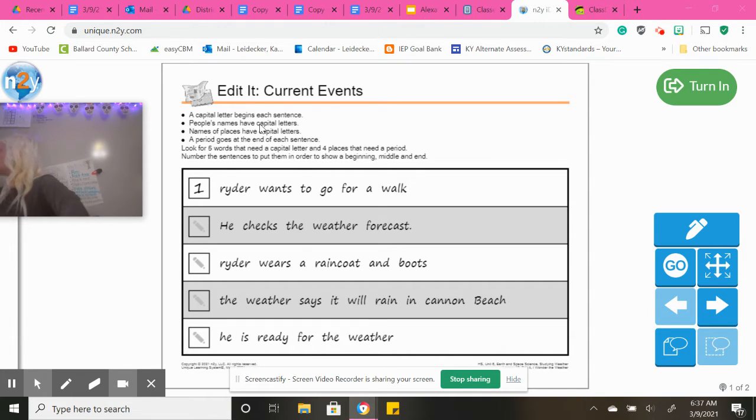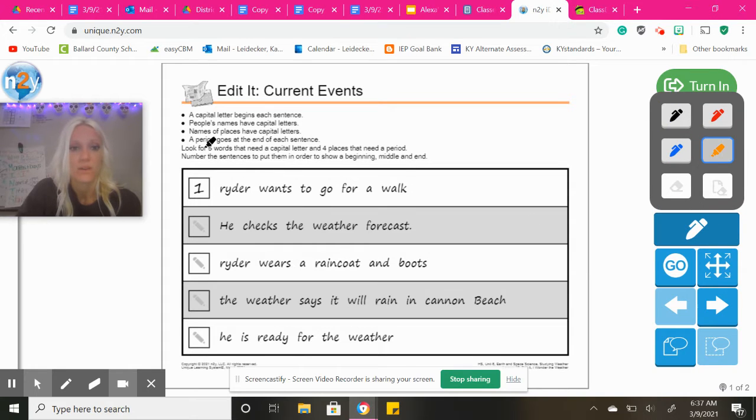Now, remember, you guys took notes on this capitalization chart here, okay? So what do we capitalize? Months and days, I, names of places, people and streets, titles, and start of sentences. So these are the things that we will be looking for when we need to capitalize. So we have 5 words that need to be capitalized and 4 places that need a period.